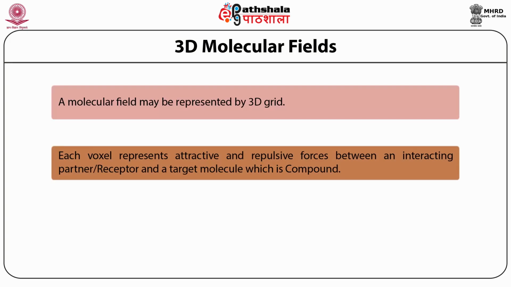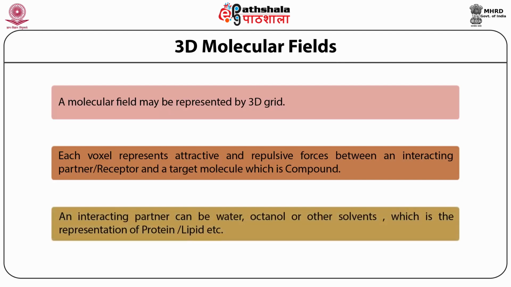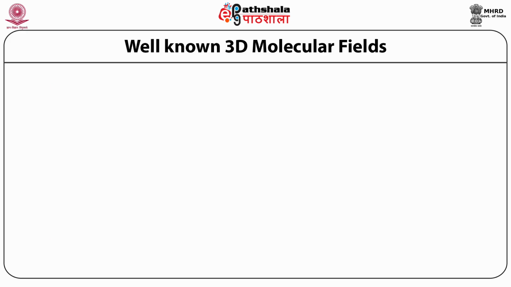We presume that the partner or the receptor should be either water or something like octanol or other solvents. That means if it's water, it will be more like an ionic liquid. If it's octanol or other solvents, it's like a lipid. So, interactions are measured by finding the interaction energy between these types of interactions, which mimic the protein or mimic the lipids.